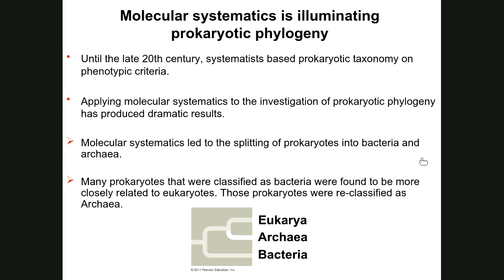Listen carefully. We talked about systematics. Now we're getting more specific: molecular systematics. They're using molecular systematics for prokaryotic phylogeny, in other words, naming and classifying and using it to create a pattern called a phylogenetic tree. Until the 20th century, systematics based prokaryotic taxonomy on phenotypic criteria. So if you were a prokaryotic living organism, we dumped you under one kingdom, the kingdom Monera. But by applying molecular systematics to the investigation of prokaryotic phylogeny, we've had dramatic results. One of those is that kingdom Monera no longer exists. Now we split them up into 2 domains, bacteria and archaea.